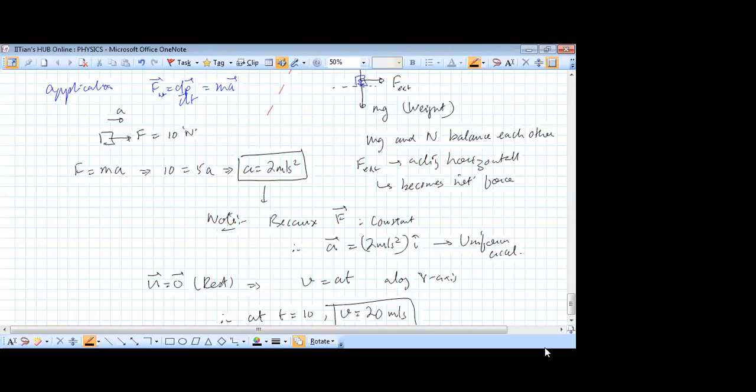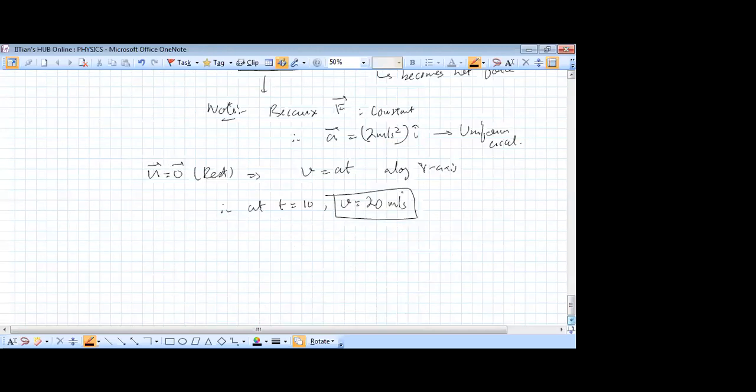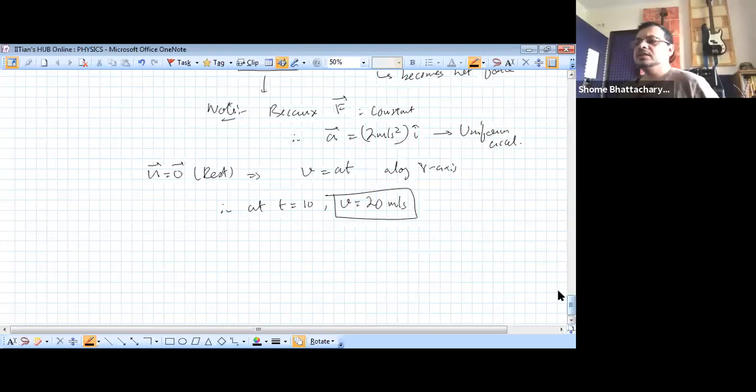Okay, so we just used Newton's second law, F is equal to ma, applied to a body of constant mass to find the acceleration. And we know that because the force is constant in time, so is the acceleration. And then we just use kinematics. That uniform acceleration means velocity after time t becomes acceleration into time, because the body started from rest. Now let's look at another example.